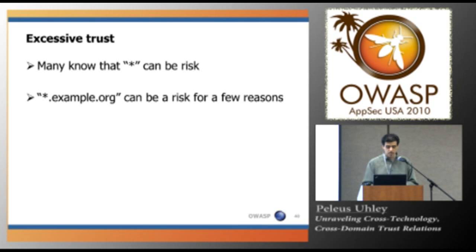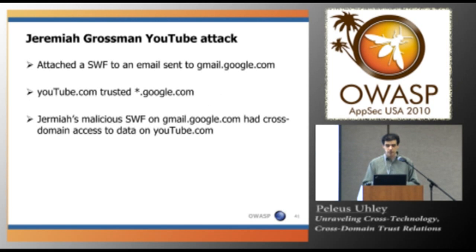Yesterday during the Flash talk, I talked about Jeremiah Grossman's YouTube attack, where after Google acquired YouTube, YouTube changed its cross-domain policy file to trust star.google.com. It made sense. They're both owned by the same parent company. But the problem is that whenever you allow star.subdomain, you have to think about how your site's designed and whether you have subdomains that allow end users to upload content.